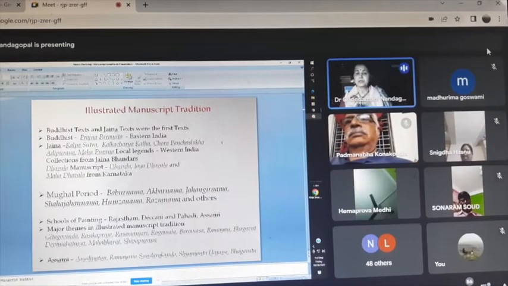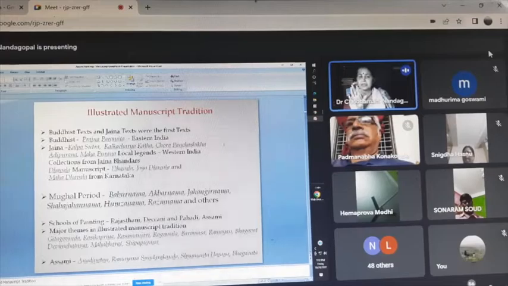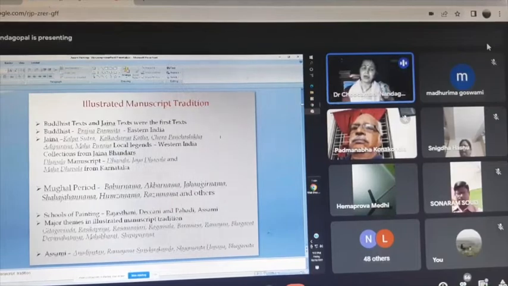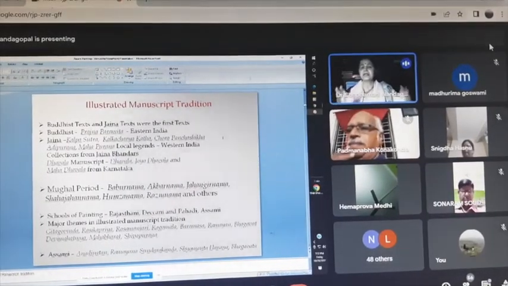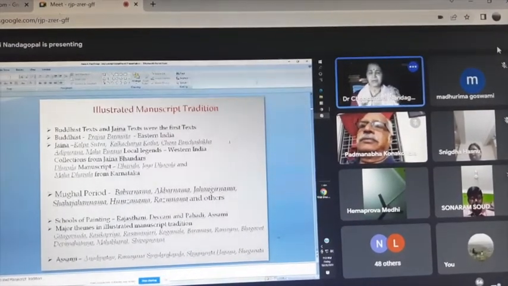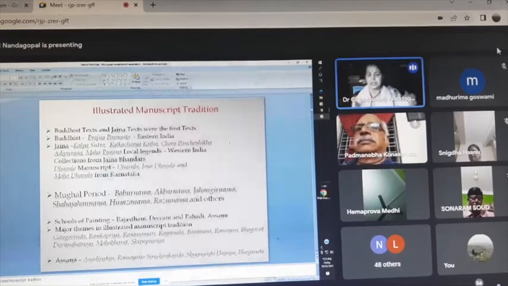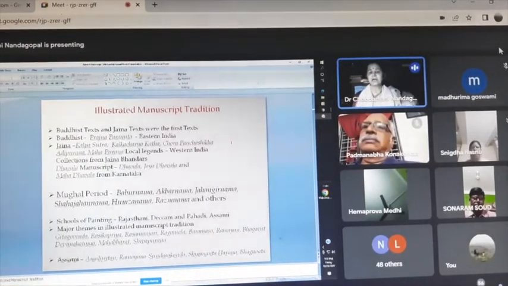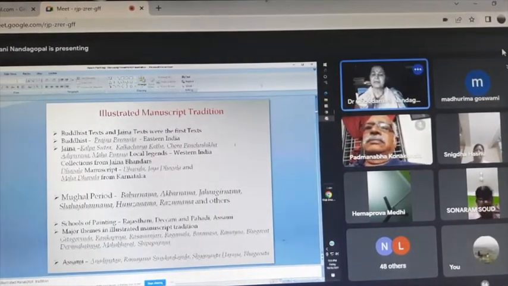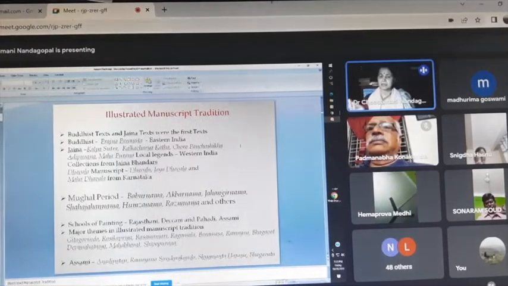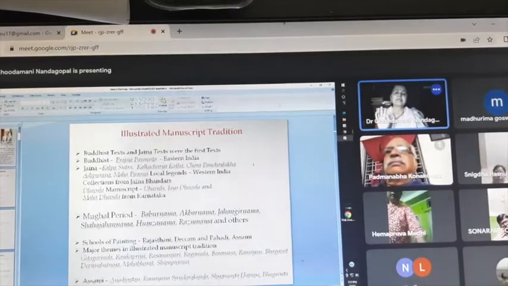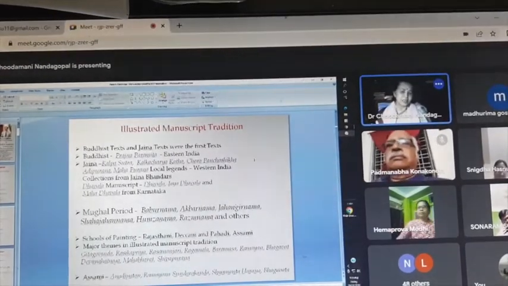So you find Kalpasutra, Kalkacharya Katha, Chora Panchashika, Adi Purana, Mahapurana, some of the local legends. You find all of them in Western India and in the collections of Jaina Pandits. Dhavala is an illustrated manuscript text, known as Jayadhavala, Mahadhavala. It is from Karnataka. In the Mughal period also you find Babar Nama, Akbar Nama, Jahangir Nama, Shahjahan Nama, Hamza Nama, Razm Nama. These are all various biographies which have been described.